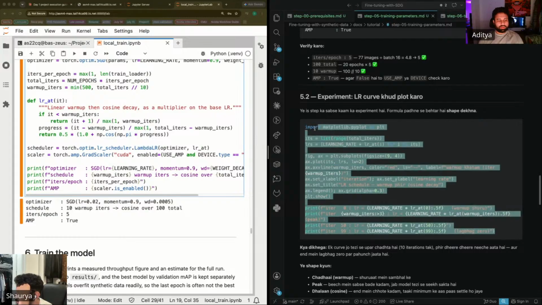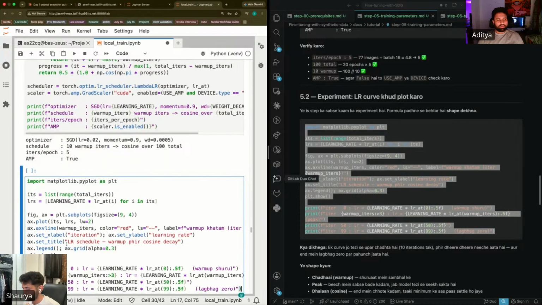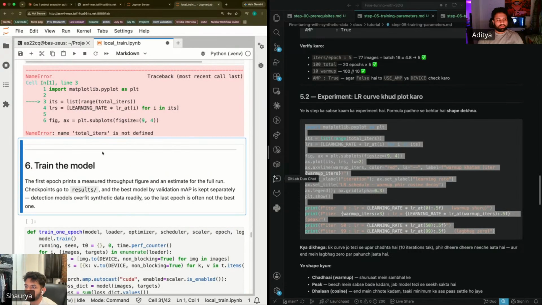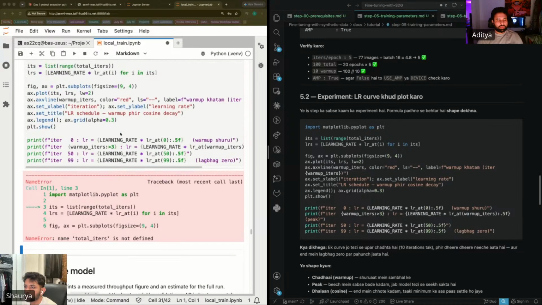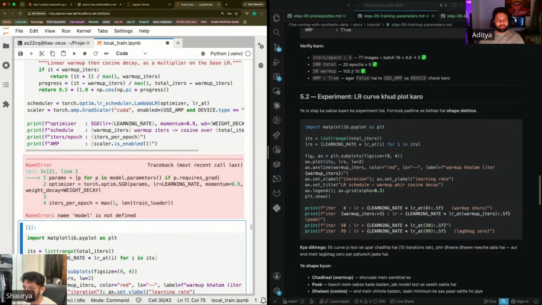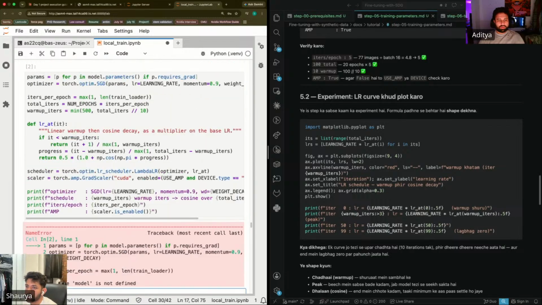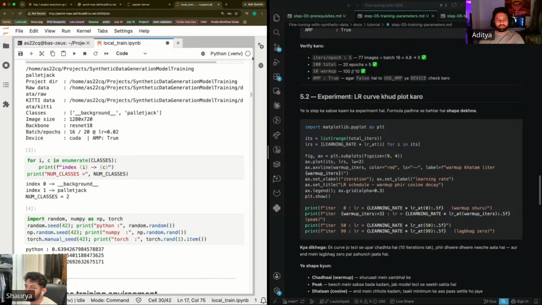Okay, so it's asking to plot it ourselves over here. Total iterations not defined. What? Oh, I guess I have to run all the cells.